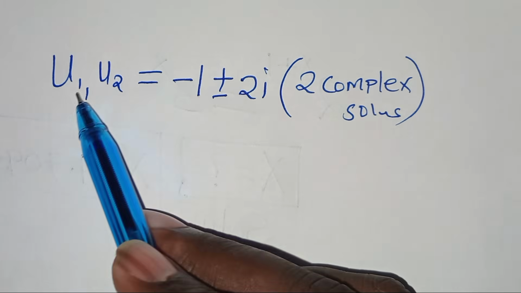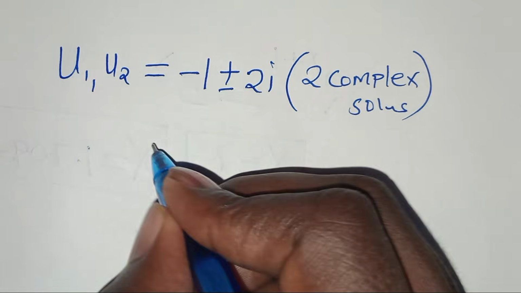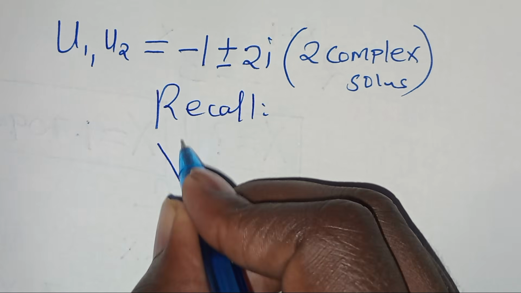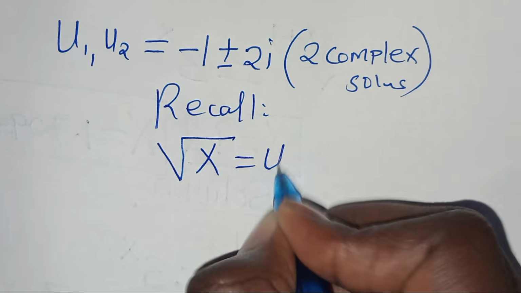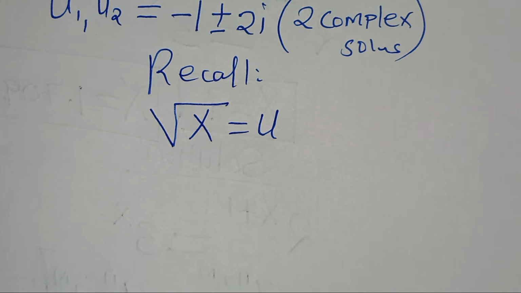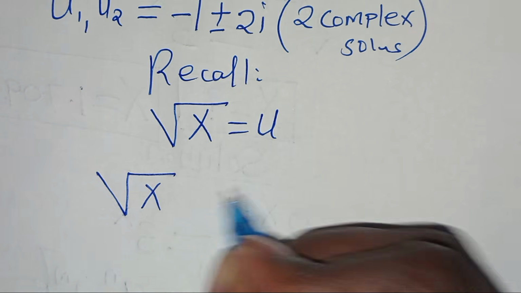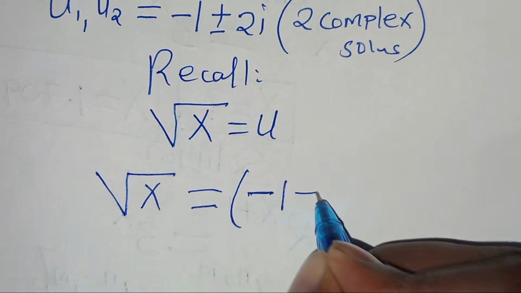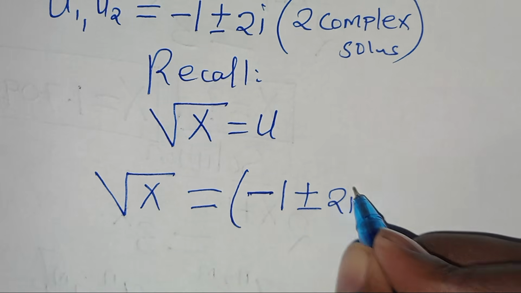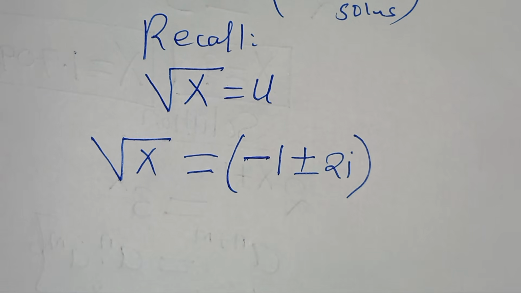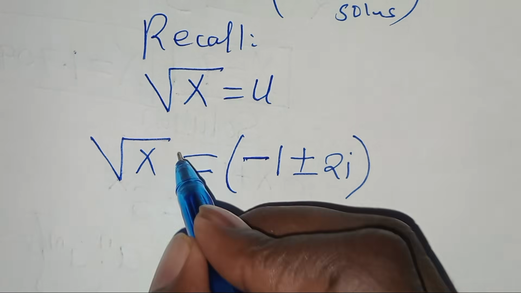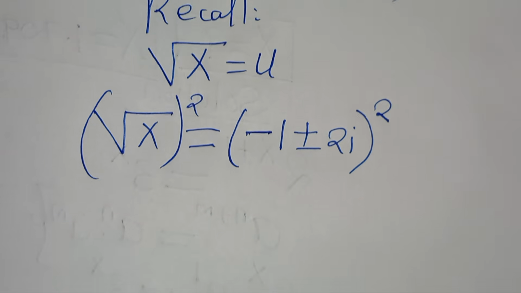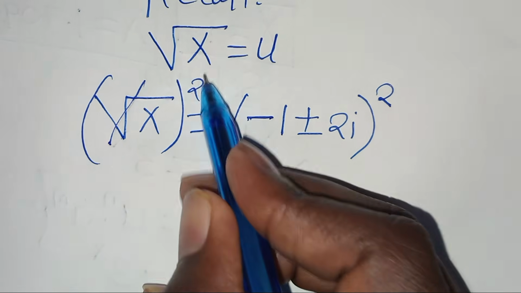Now, since we have u1 and u2, now we can proceed to solve for the value of x. Now, if you recall again, we let square root of x be equal to u. So this is to mean that we have square root of x equal to negative 1 plus or minus 2i. Now, the next step from here, to eliminate the square root sign, let's square on both sides, so that now we eliminate the square root sign here.